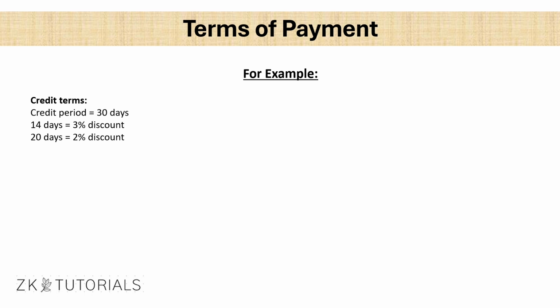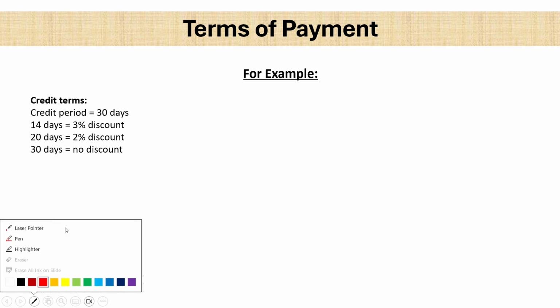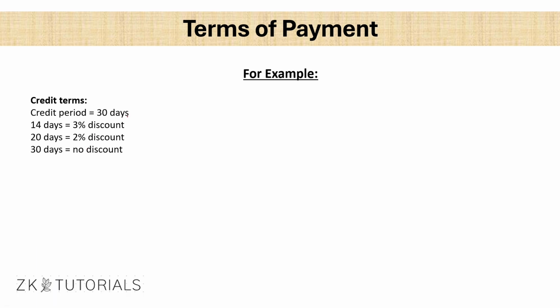If he pays before the 20th day, from the 14th day to the 20th day, that means 15, 16, 17, 18, 20, these 5 days, the customer will be given a 2% discount. If he pays after the 20th day, we will give no discount. The net credit period is 30 days. You can see here. The credit period is 30 days.